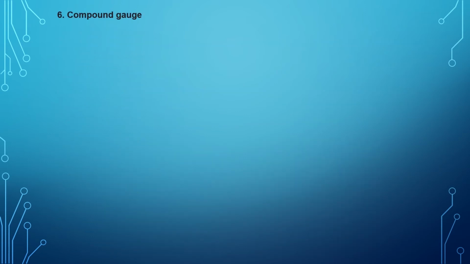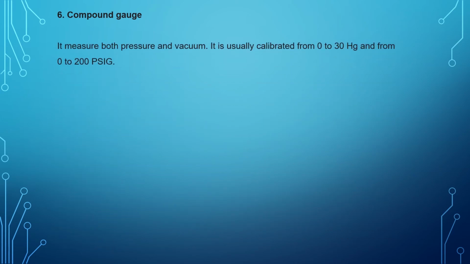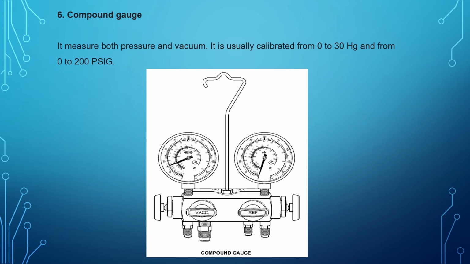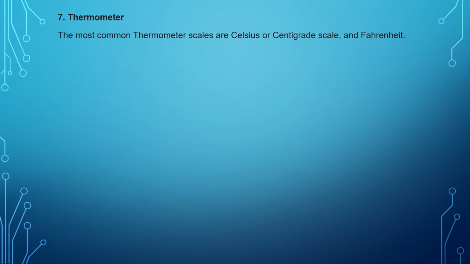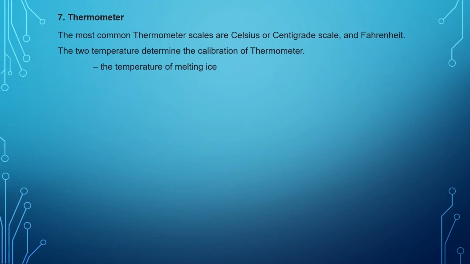Compound gauge. It measures both pressure and vacuum. It is usually calibrated from 0 to 30 inches Hg and from 0 to 200 psig. Thermometer. The most common thermometer scales are Celsius or centigrade, and Fahrenheit. Two temperatures determine the calibration of a thermometer: the temperature of melting ice and the temperature of the boiling point.